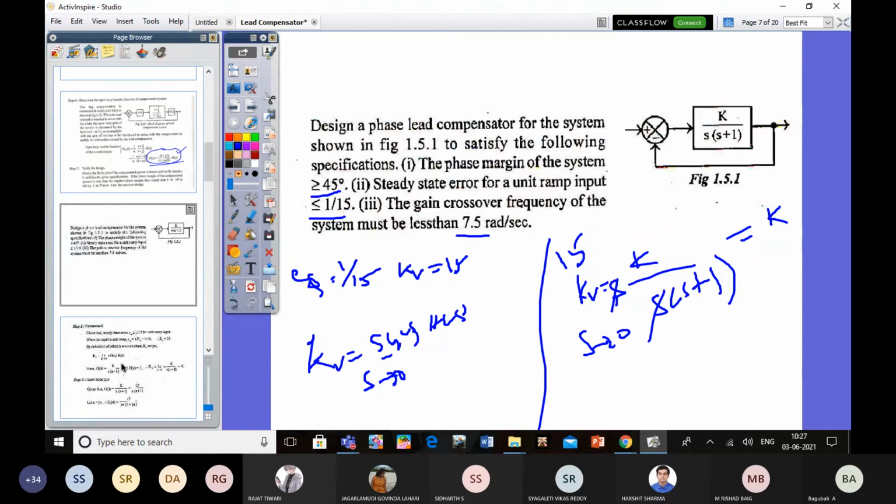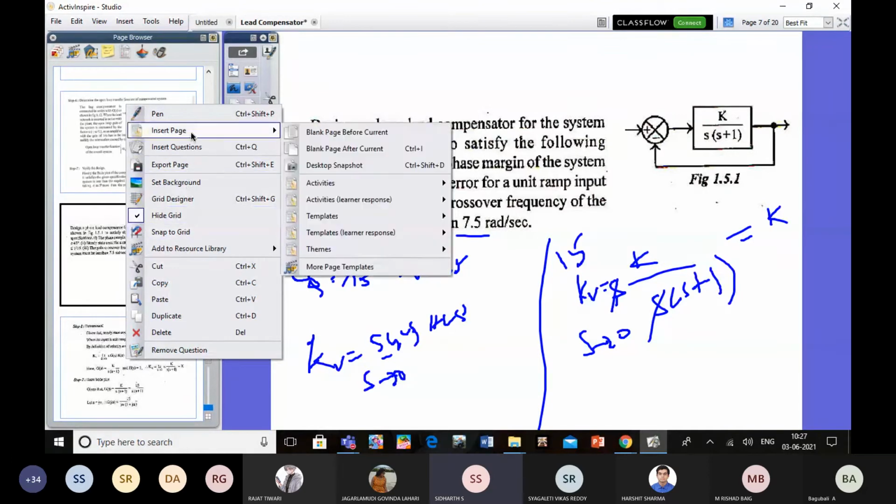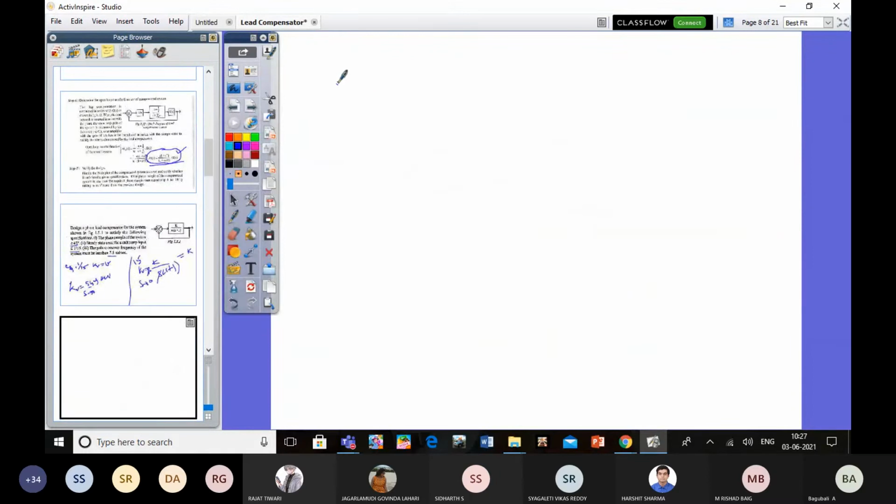So what is the second step, dear? We draw the Bode plot. Very good. So what is the Bode plot transfer function? G of S, H of S is 15 divided by S into S plus 1. Tell me the corner frequencies. It is already in time constant form. So what is the first step then?